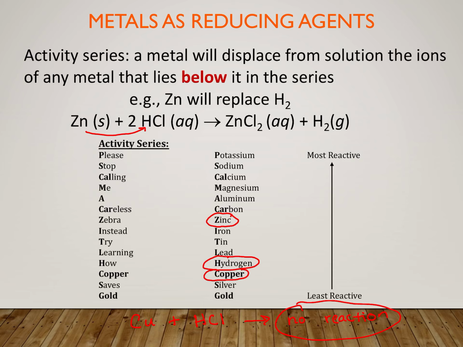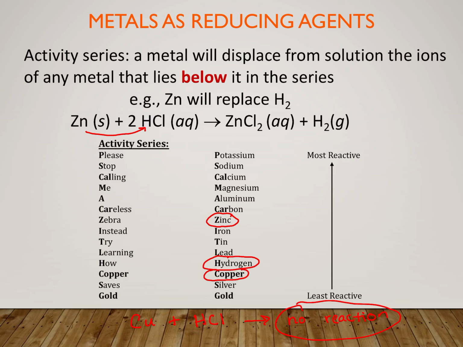And the way that you can remember it is I wrote this clever little mnemonic over here. This says, please stop calling me a careless zebra. Instead, try learning how copper saves gold. And that will help you remember potassium, sodium, calcium, magnesium, aluminum, carbon, zinc, iron, tin, lead, hydrogen, copper, silver, gold. Okay, that is the activity series. You can remember it however you like, but I think this is fun. Please stop calling me a careless zebra. Instead, try learning how copper saves gold. And again, you need to know this.